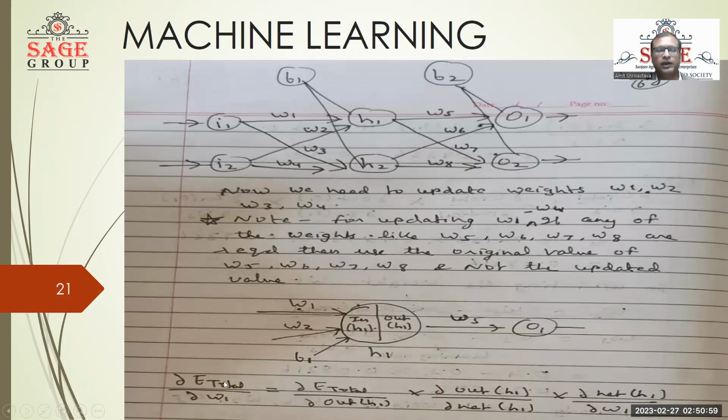Now, del E total, the total error, upon del W1, because the formula for updating the weight W1 will be W1 equal to W1 minus alpha into del E total upon del W1. So we need to calculate this term del E total upon del W1. Now del E total, the total error with respect to W1, cannot be done directly. So we again need to apply the chain rule. We can do it like this: del E total upon del out H1 into del out H1 upon del in H1 into del in H1 upon del W1, right?